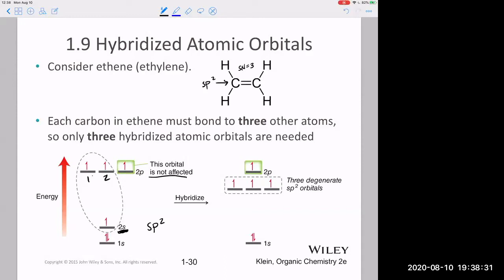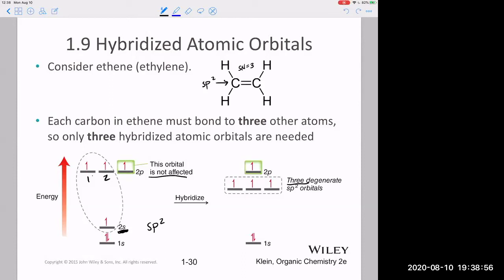So just like before, the number of orbitals you put in, you're going to get the same number out. So this time it was the s and the 2 p's, so that would be 3, and so I get 3 degenerate sp2 orbitals out of that. And notice that I still have this leftover p orbital. This is going to be really important. But yeah, just to hammer it home again, the s mixing with 2 p's will give you 3 new orbitals.